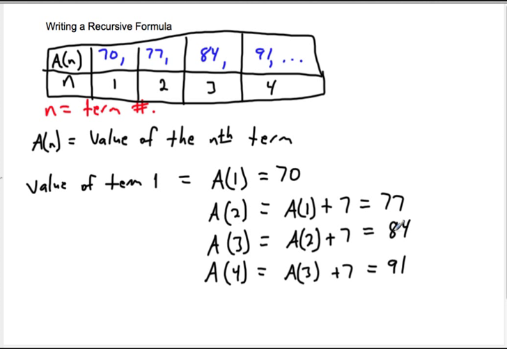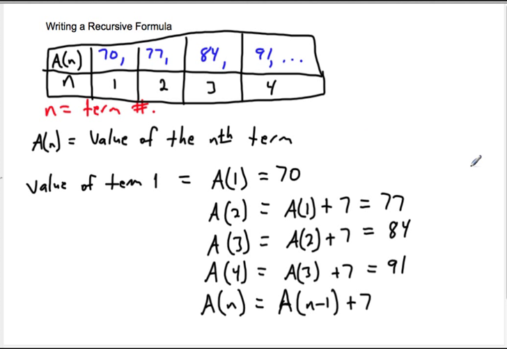So the way we write the recursive formula is the value of the nth term is equal to the value of the previous term plus the common difference, which in this case is 7. So the value of the nth term, like the 100th term or the 50th term, is equal to the value of the previous term plus the common difference.